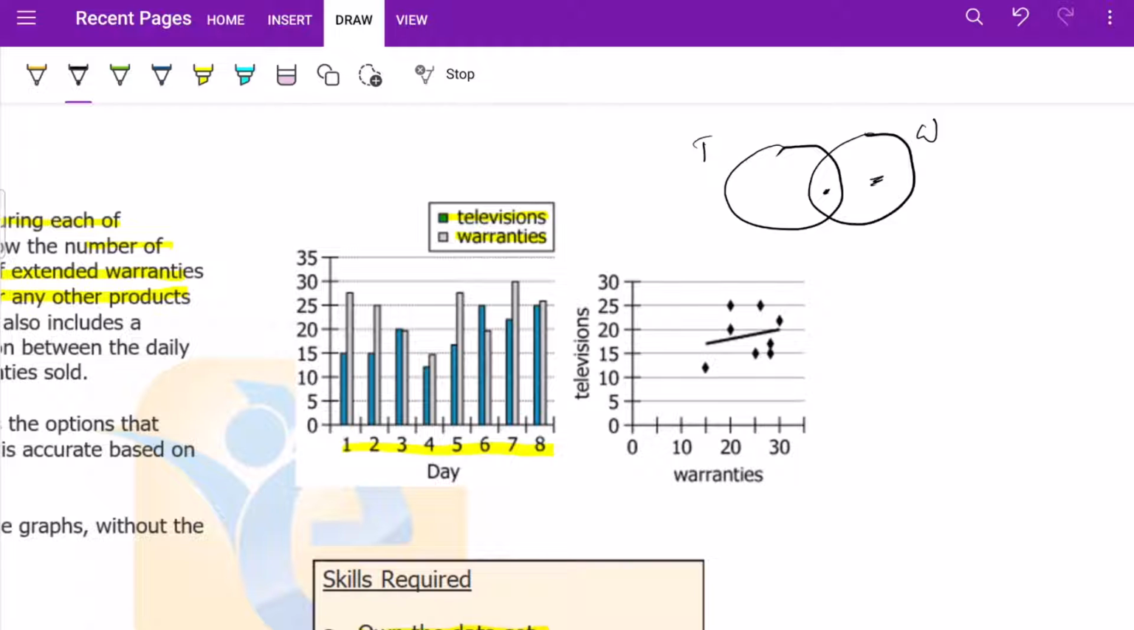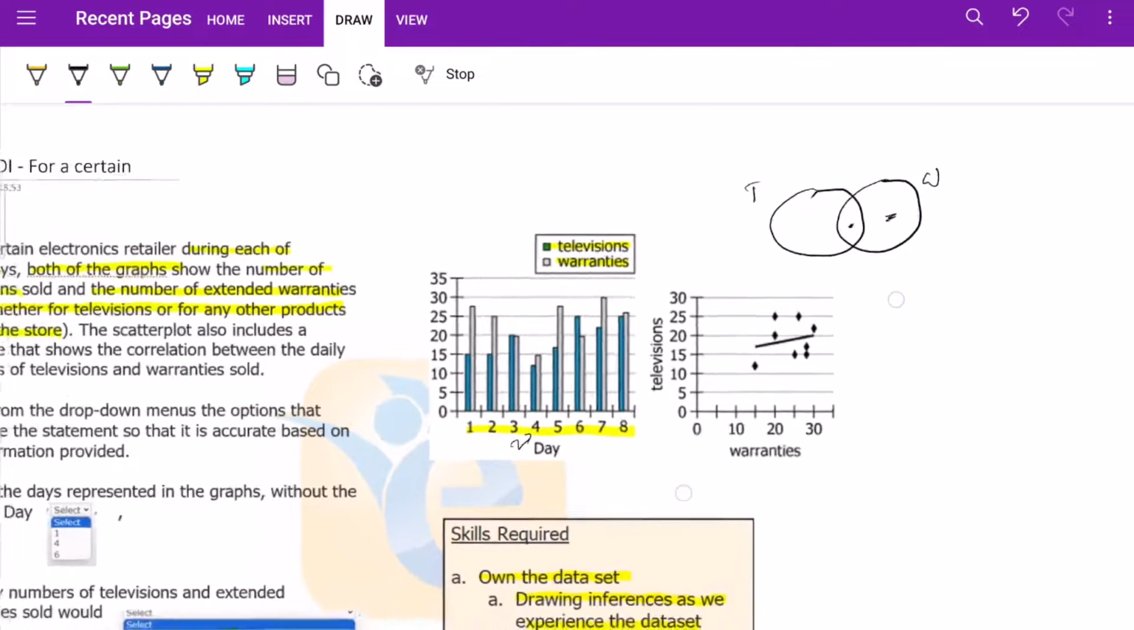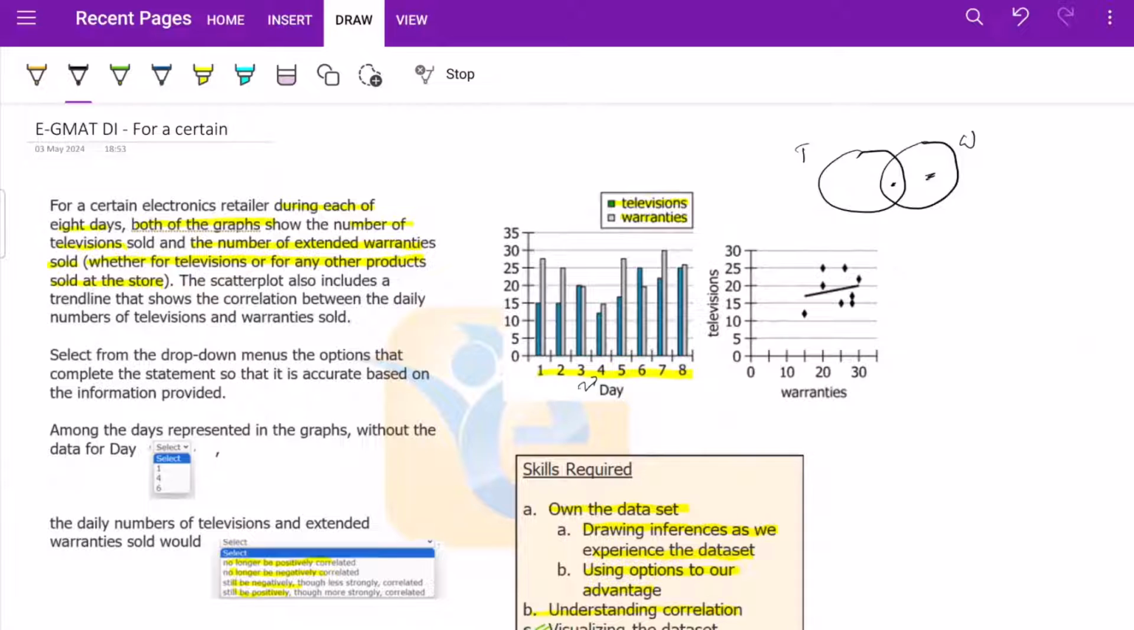So say for example, on day 4th, when the number of televisions sold are less and warranties sold are more, which clearly indicates that not all the warranties sold are for television. So this is a quick inference that we can draw, and it is very important, as in when you read the statements, you should keep on continuously making your inferences so that your mind is very active.